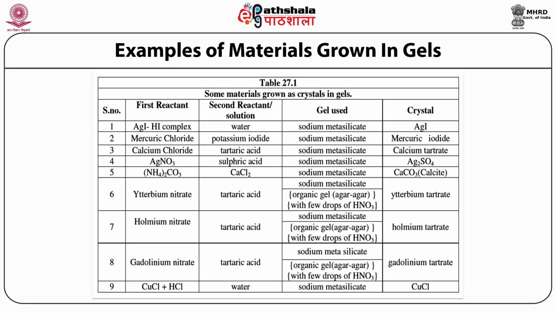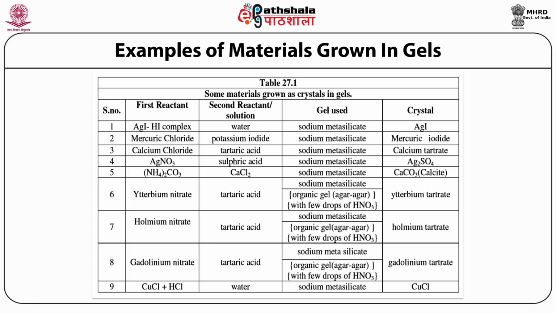Table 27.1 has 5 columns. One column is giving the serial number. The second column is on first reactant. The third column is second reactant cum solution. The fourth is gel used, and the fifth is crystal grown.